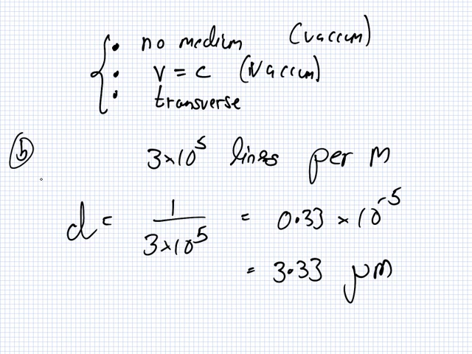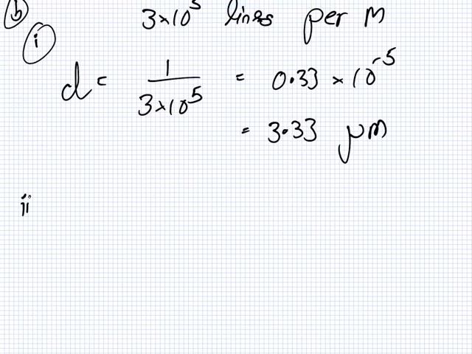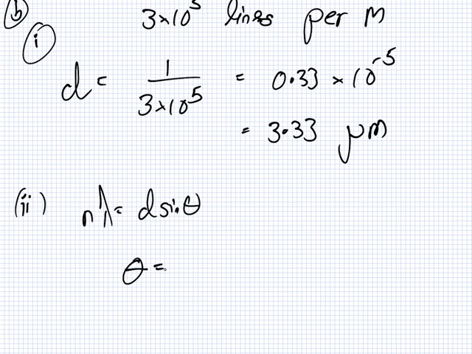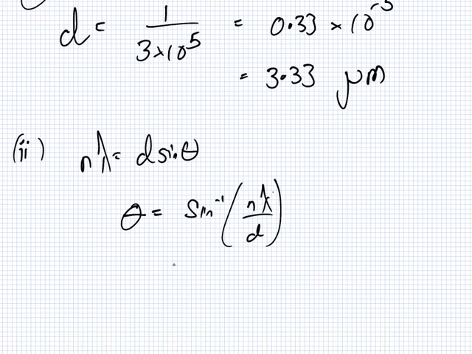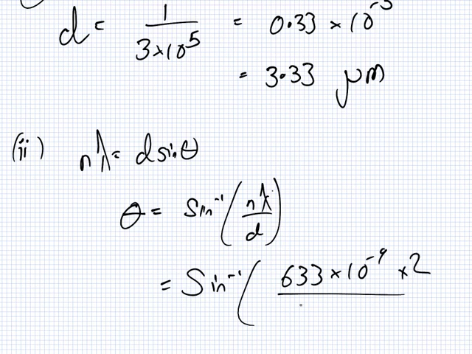Okay, that's part 1. Determine the diffraction angle for the second order of red. n lambda equals d sine theta, and they want the theta, is it? For the second order? So that would be sine inverse of n lambda over d. Now they must give you the wavelength for the red. Yeah, 633 nano. 633 nano, and it's the second order, over 3.33 micro.